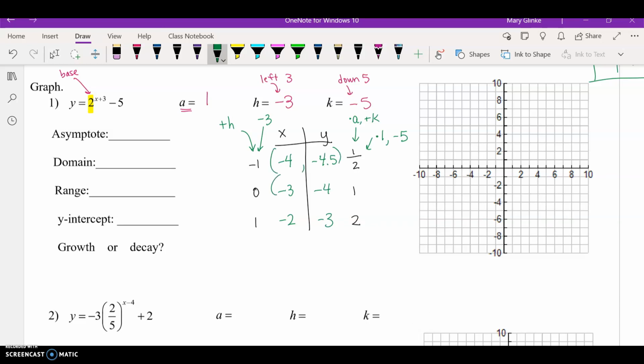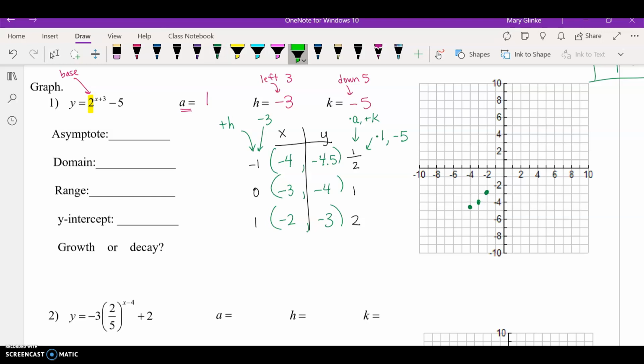These are new points that we are going to graph. So -4, -4.5, -3, -4, and -2, -3. So right now, these are going to be enough to get a good sketch of the graph, but we want to kind of do a little bit more to picture what this should look like.